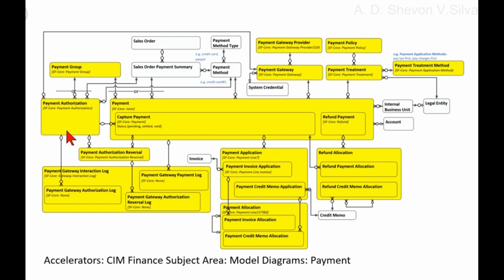Here the payment authorization has 0 or more payment gateway authorization logs, and payment gateway authorization log contains payment authorization. And here the payment authorization has 0 or more payment authorization reversals. Payment authorization reversal contains payment authorization. Here the capture payment has 0 or more payment authorization reversals, and payment authorization reversal has 0 or 1 capture payment.